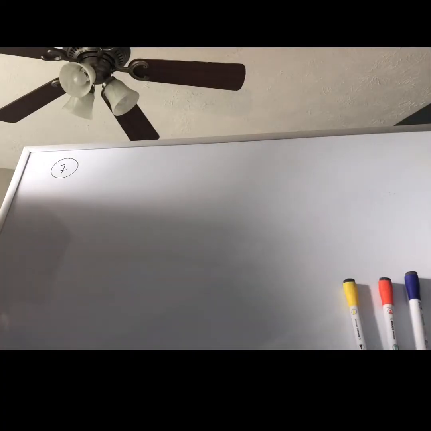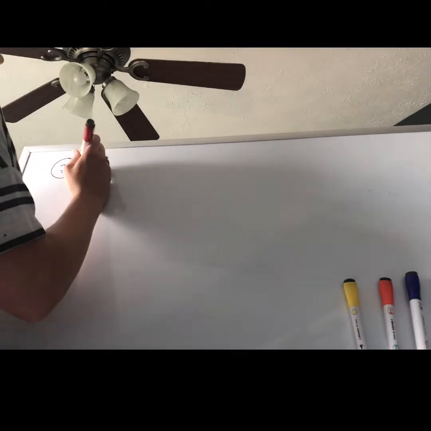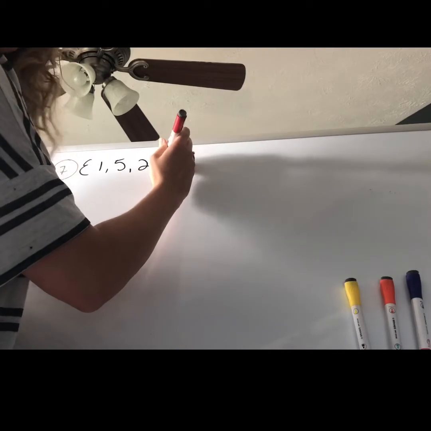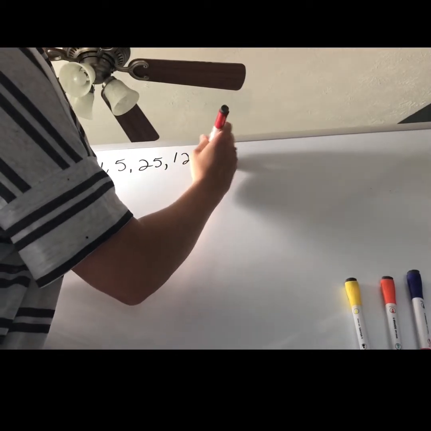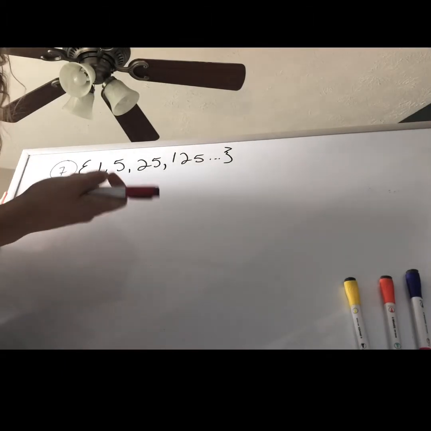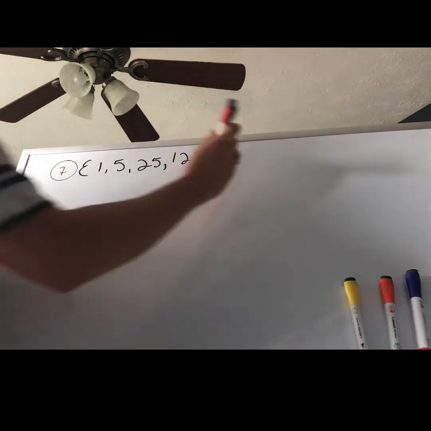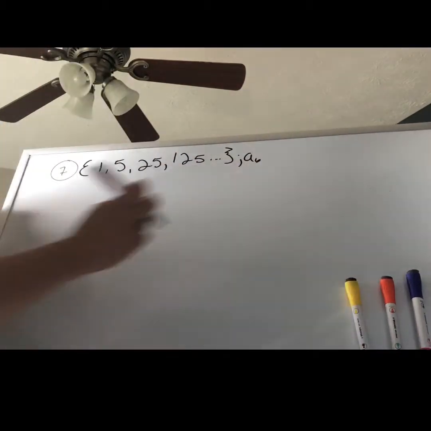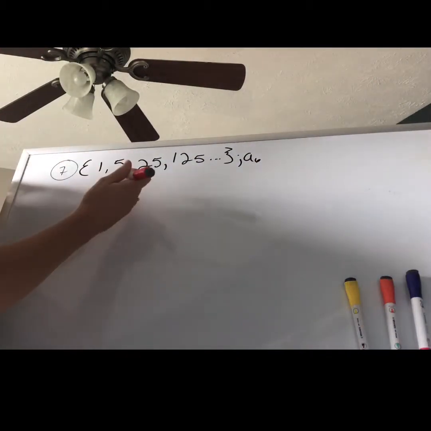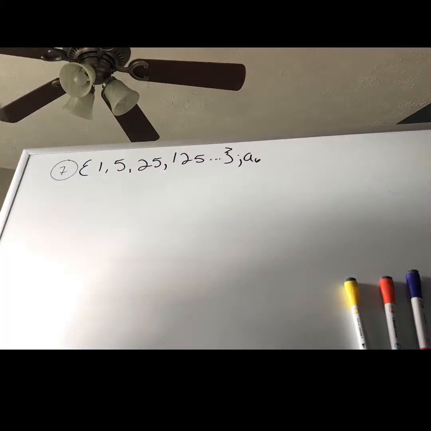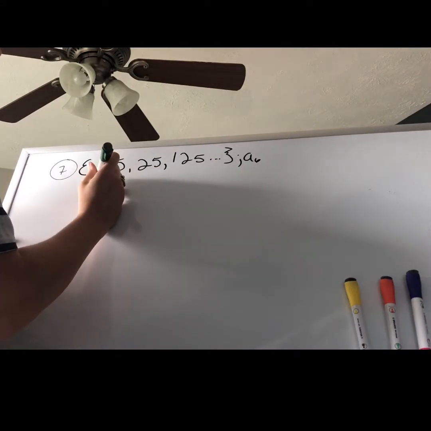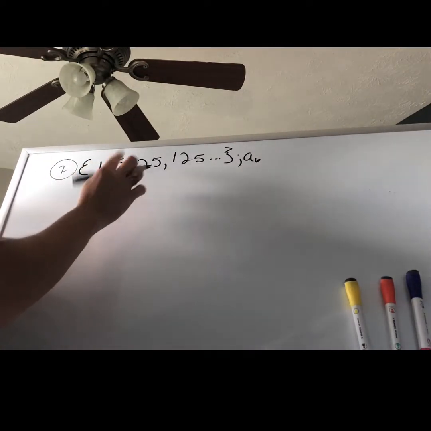Okay, so I'm going to do number 7. 1, 5, 25, and 125. It says write a rule for each sequence, then find A_6. So we have to know if this is geometric. If it's geometric, I'll be multiplying to get to the new term. So 1 times what is 5? 1 times 5 is 5.